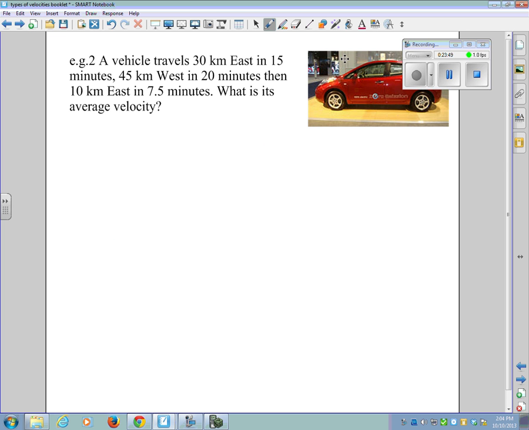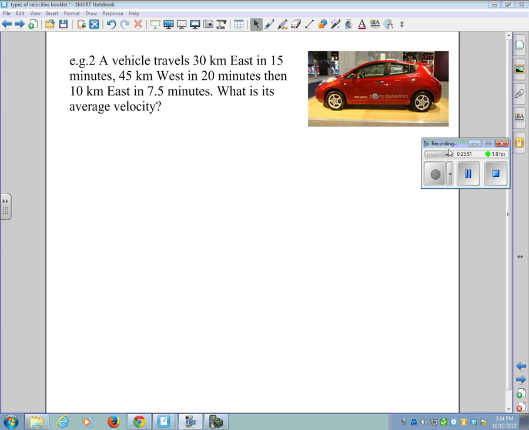What about this one? A vehicle travels 30 kilometers east in 15 minutes, 40 kilometers west in 20 minutes, and then 10 kilometers east in 7.5 minutes. What is its average velocity? Hands up if you now think, oh, this is going to be hard. Go ahead, be brave. Okay, apparently everyone thinks it's going to be easy. You're wrong, it's going to be hard.